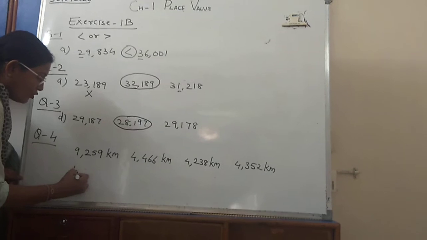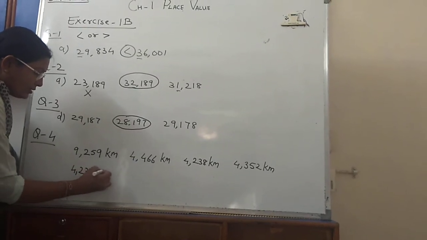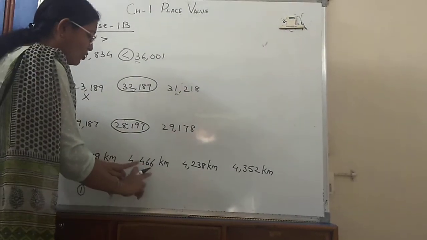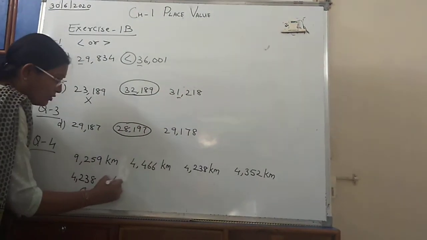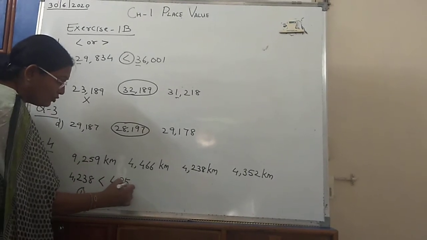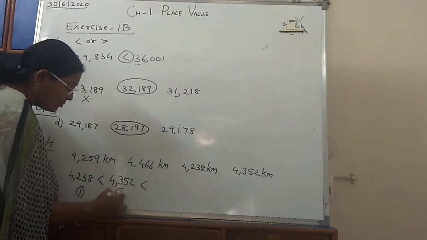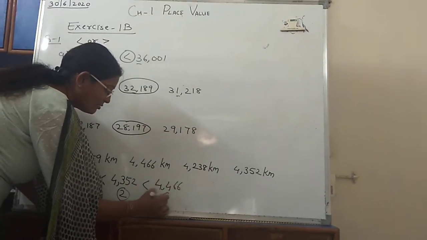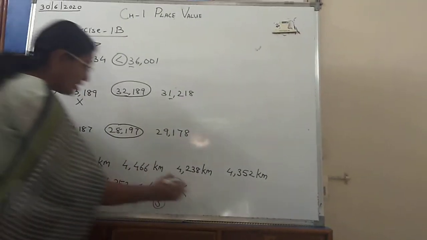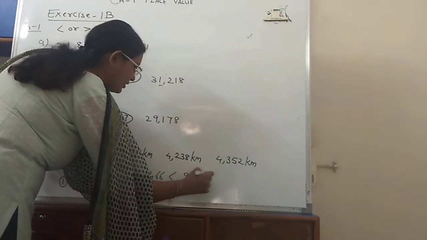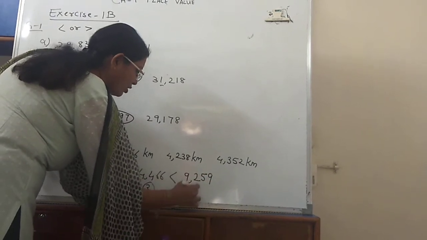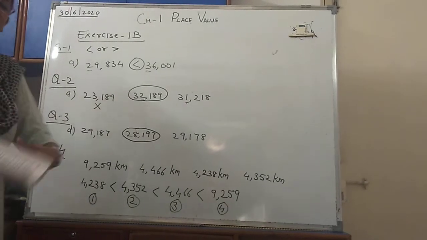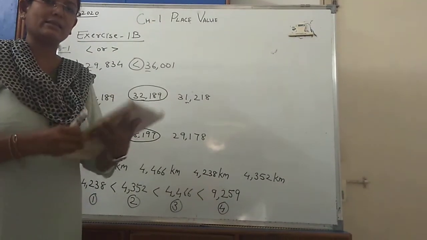First number is 4,238 kilometer is smaller than. So this is number 1. Is smaller than. Now 4 and 3. This is the second one. 4,352 is smaller than the second number. 4,466, this third number, is smaller than 9,259. This is number 4. Right? This way you have to compare the distance between the places and you have to arrange that number in ascending order. Right? Is that clear, everyone?